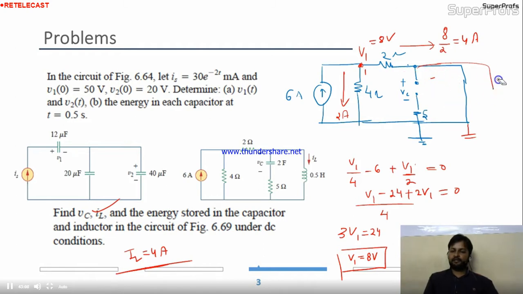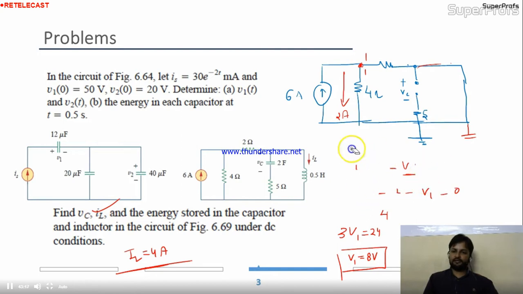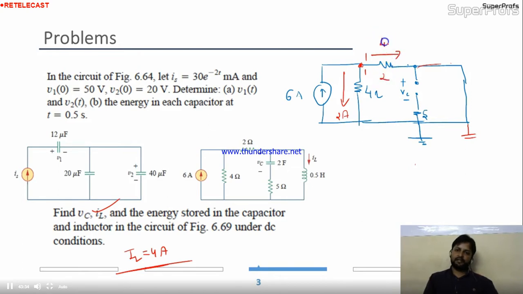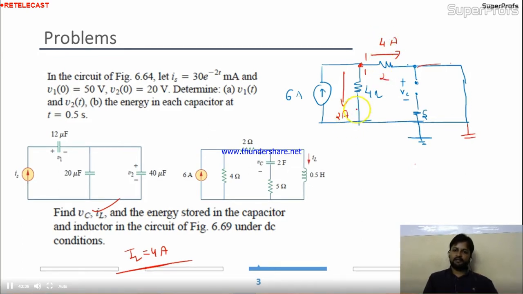Your task is to calculate VL now. So everything I'll remove. Your task is to calculate VL. This equation will go out. Please remember this, V1 is nothing but the 8 volt. Okay, now come to the question, and the question is, we have to find out the VL. Here the current is 4 ampere, and here the current is 2 ampere, here is the 4 ampere. Now I'll apply the KVL in this.